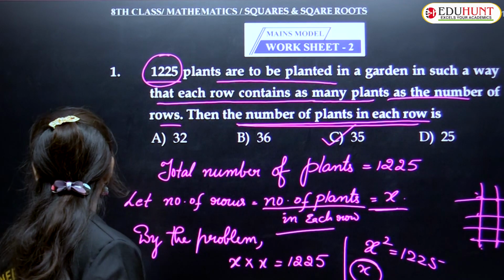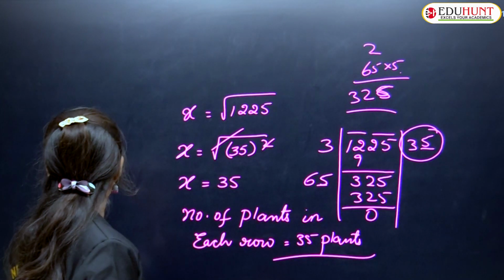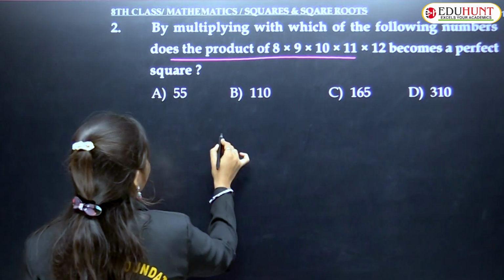So let us check the second question here. What is the second one? So children, see here, what is the given number?